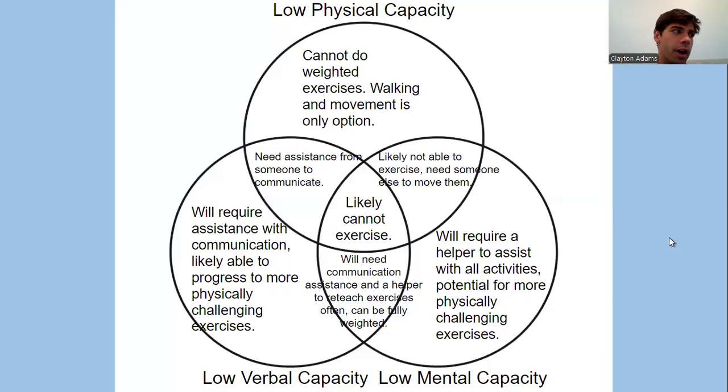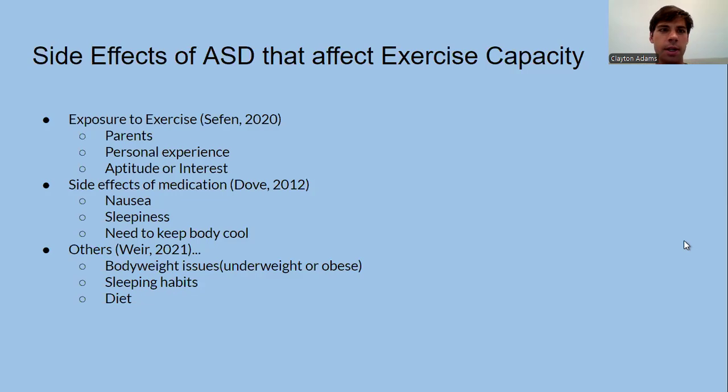Now, putting this all into a Venn diagram. On the outside, we see low physical capacity, on the bottom, low verbal capacity, and low mental capacity. If they have all three of those, likely they cannot exercise. If they have low mental capacity, they'll need some help. Low verbal capacity, they'll need some help. Low physical capacity, you have to start them at a lower level. And then you can see how if they have two of those issues, they're going to need some help. And there's some specific recommendations that we'll discuss.